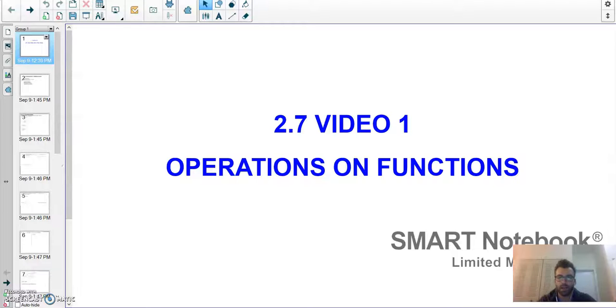All right, here we go. 2.7. There was a lot of information in 2.6 and 2.5, a lot of information about transformations. This one we're going back to the basics. We're talking about operations and functions.